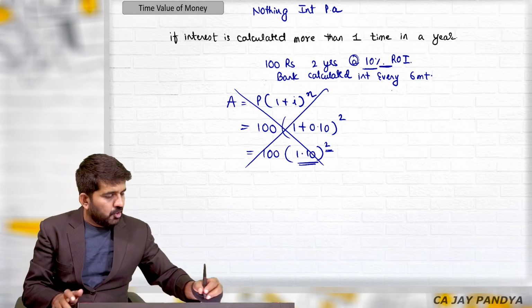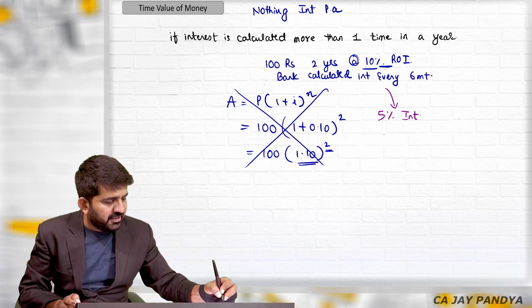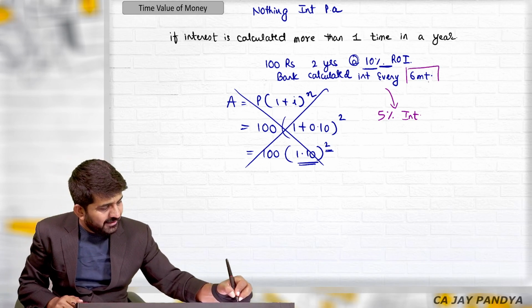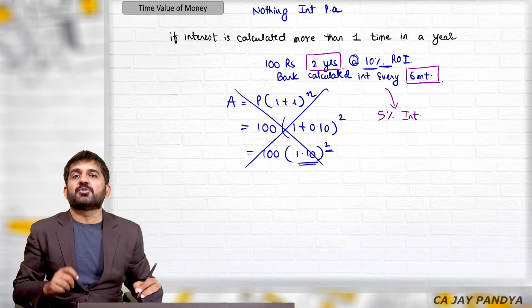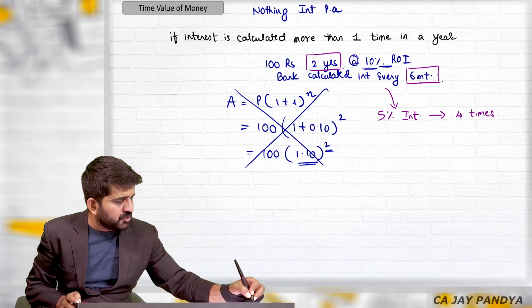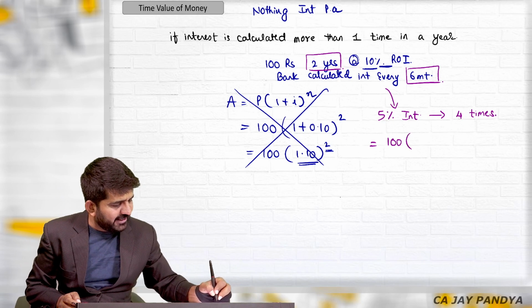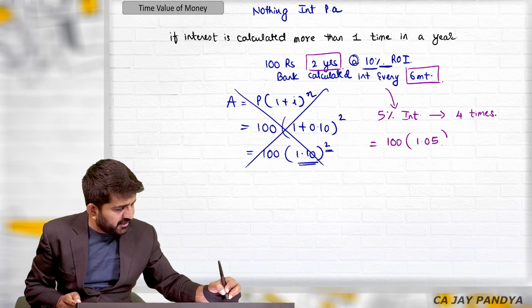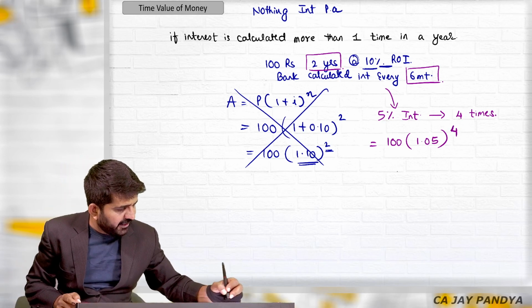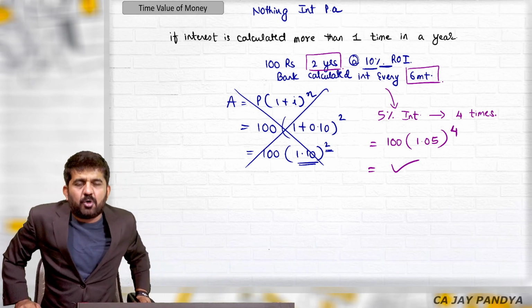Why, I'll tell you. Logically, you will be getting 5% interest because interest is calculated every 6 months. But there are four 6-month periods in 2 years. So instead of 2 times, you will be getting 4 times. So what will be the correct money you will be getting? 100, 1.05. What interest rate have I taken? 5%. For how many times? 4 times. This would be the correct answer. I'm not calculating it because I want to explain the formula.